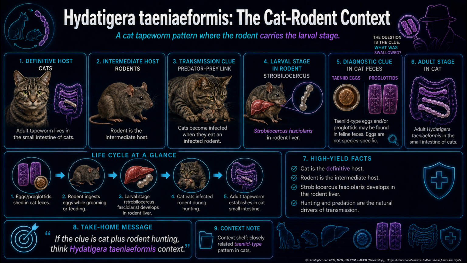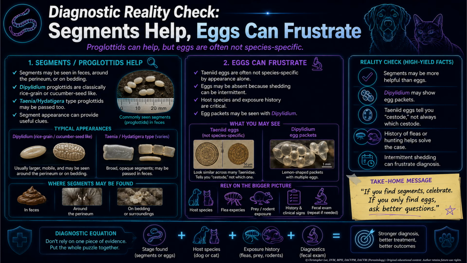Clinically, the adult intestinal tapeworm also tells us something about behavior and exposure, not merely what happened to appear in the feces. Now for a diagnostic reality check, because cestodes are excellent at making us feel confident and then immediately humbling us. Proglottids can be seen in the feces, around the perineum, on the coat, or on bedding. Owners sometimes bring them to the clinic, which is both diagnostically helpful and emotionally memorable.